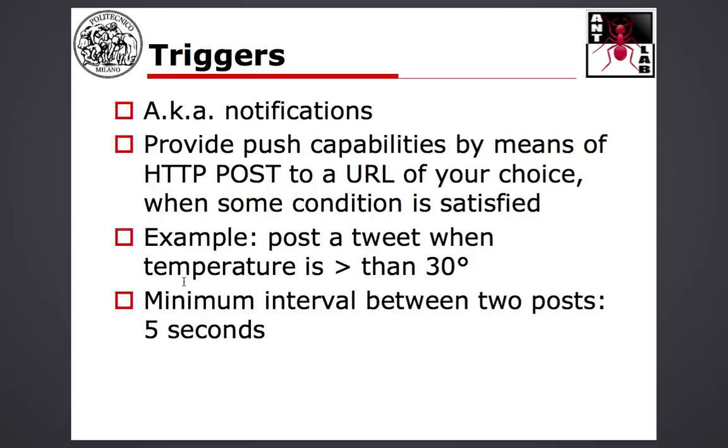So for example, something that people generally do is to post tweets by using the Twitter API when, for example, the temperature in their office is greater than 30 degrees. I also did it a couple of years ago, posting on Twitter, it's so hot in my office, I have to go home, something like this. Just to inform my boss that I was leaving. And of course, to avoid attacks, there are generally some rules that you have to respect. For example, the minimum interval between two posts by using this trigger mechanism is at least 5 seconds. So you cannot start pushing a lot of HTTP requests to a URL of your choice, which could be considered some sort of attack versus the system you are pushing to.